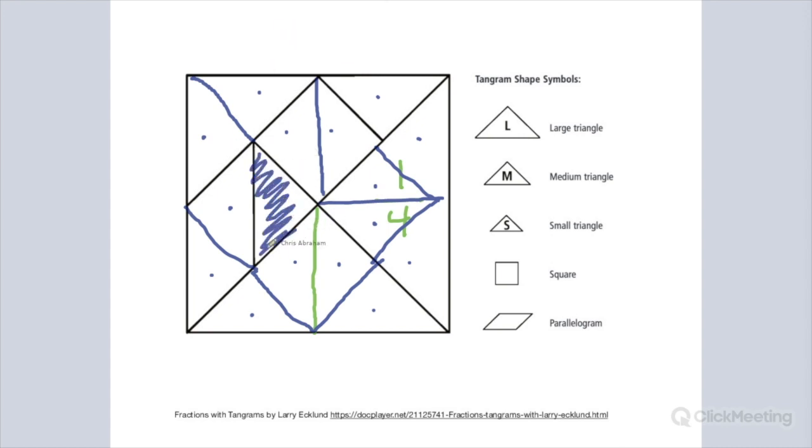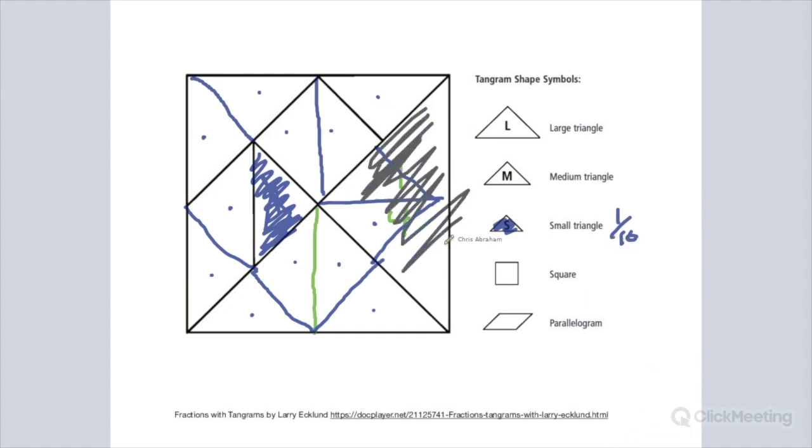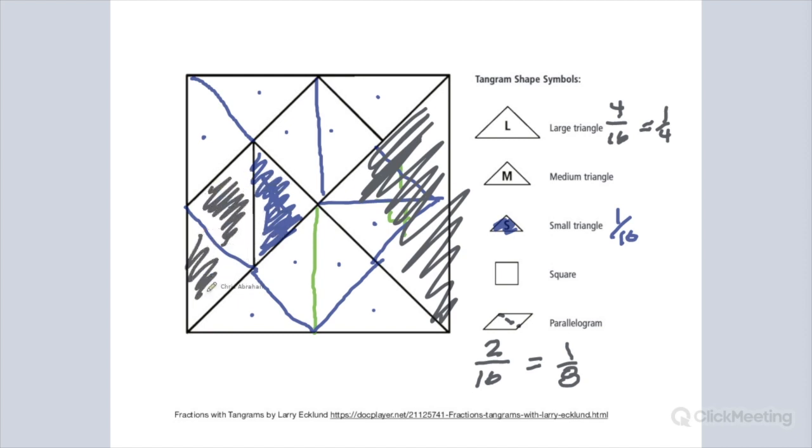So we could say that this little baby triangle is 1/16 of the whole. This large triangle, which is made up of 4 triangles, is 4/16, or 1/4 of the whole. This parallelogram, made up of this and this, is 2/16, or 1/8 the area of the whole. This is a really good math awareness to be able to see that involving tangrams.